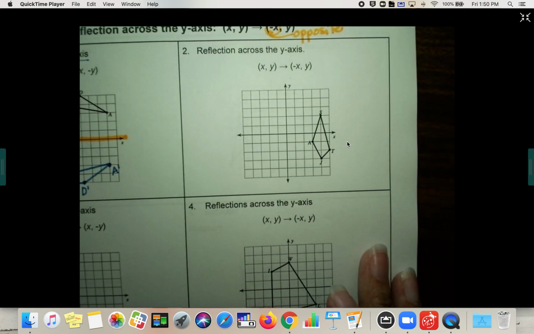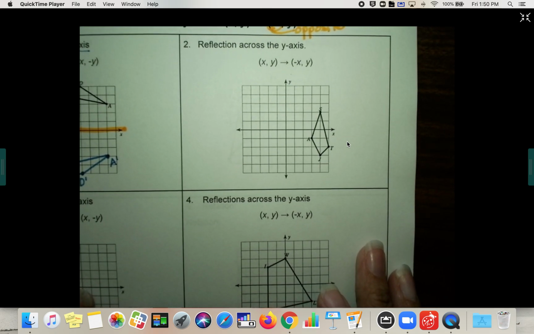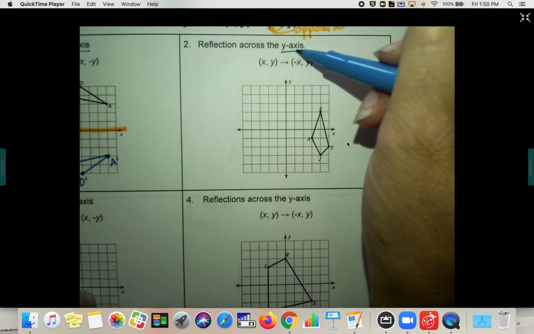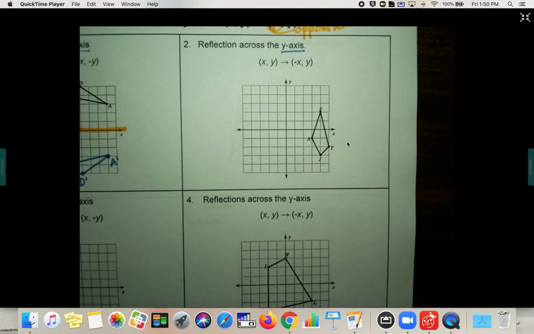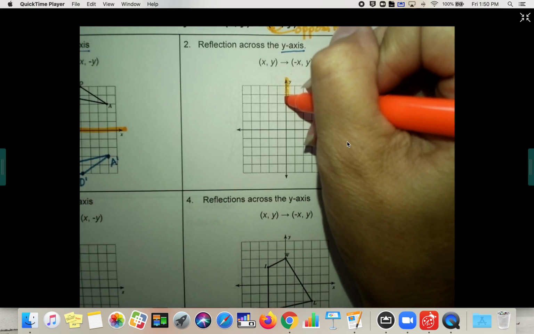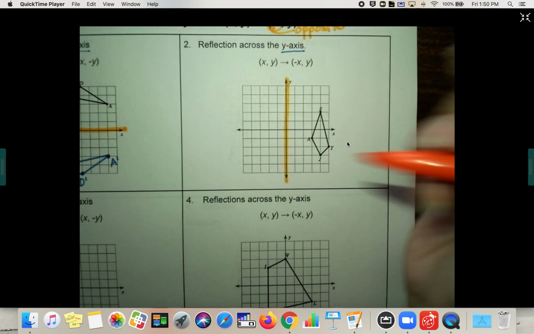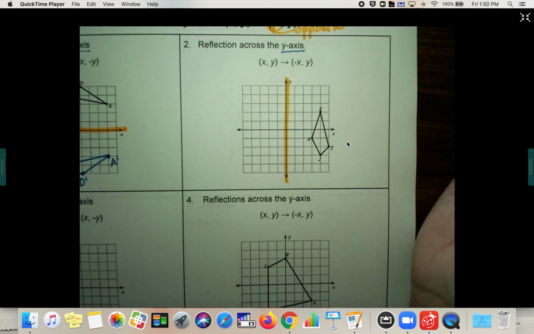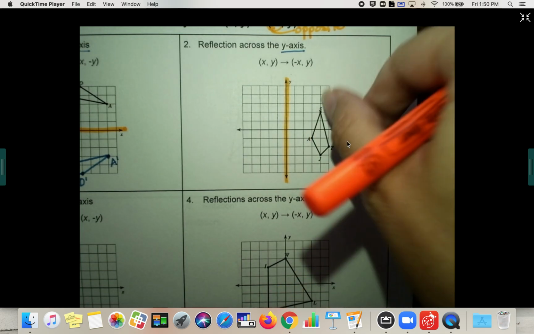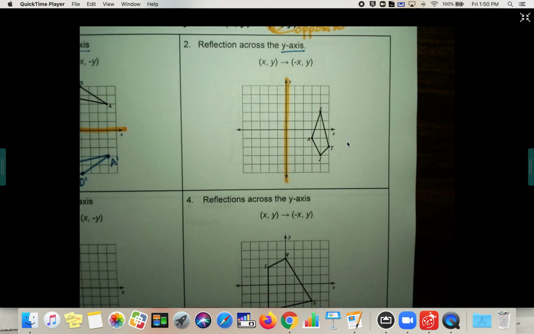Okay. For number 2, we are going to reflect across the y-axis. So let's darken in or highlight your y-axis so that you're sure which one we're flipping over. There's nothing worse than thinking you're doing it right, but you end up flipping it over the wrong axis. So be sure you know which one you're flipping it over.